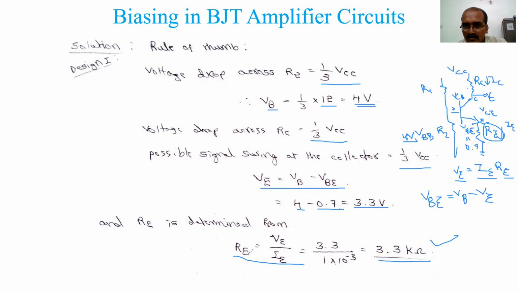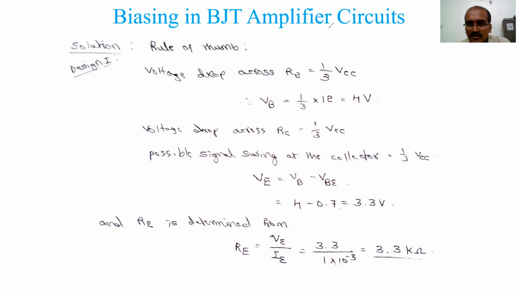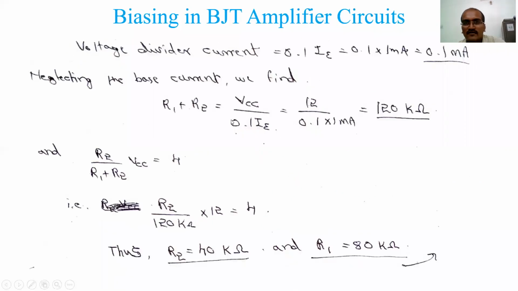It does not stop over here. We need to calculate all the resistor values one by one, and then we need to check that our design is satisfying the 1 milliamp and all these things. So first we got the RE value as 3.3 kilo. I hope you understood this much. Next, write it down once and you will understand definitely. These are simple problems.